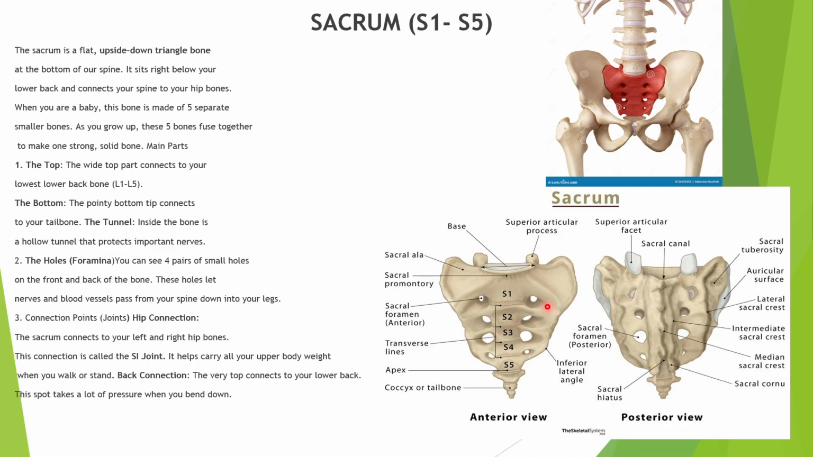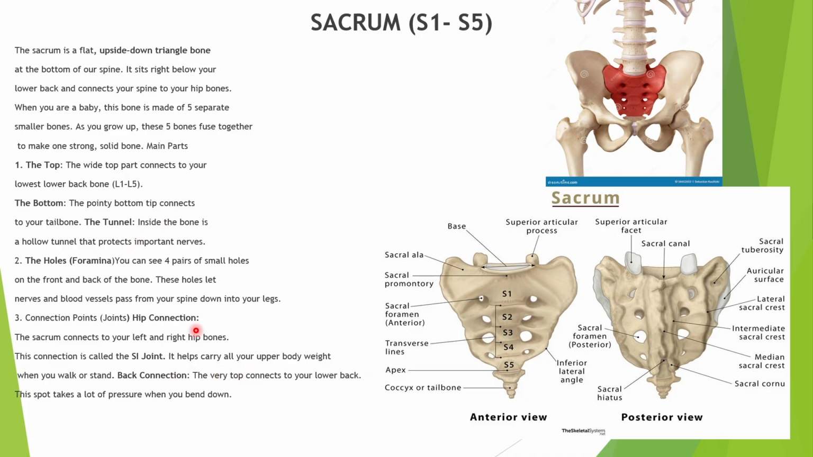Okay, so this sacrum, 5 in number, is a triangular bone at the bottom of the spine, made by fusion of the 5 vertebrae, and it connects the spine to the pelvis. It connects the spine to the pelvis, that is the hip bone, and it also supports the body weight and helps us to stand, walk, and balance. So the sacrum is simply a triangular bone, a fusion of S1 to S5, which connects the spine to the pelvis and supports the weight.